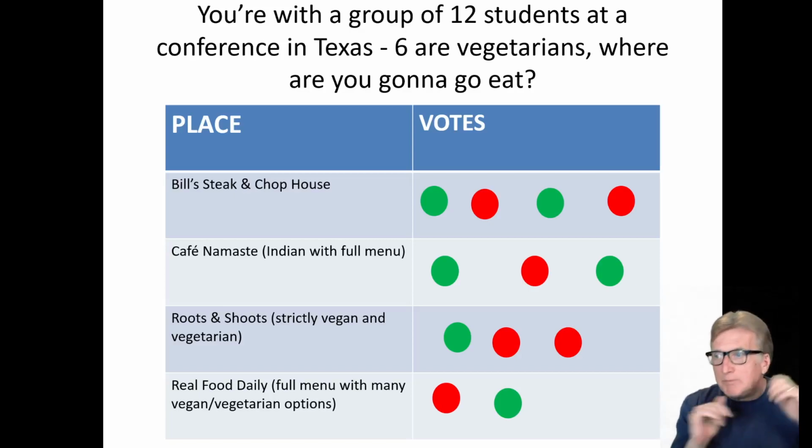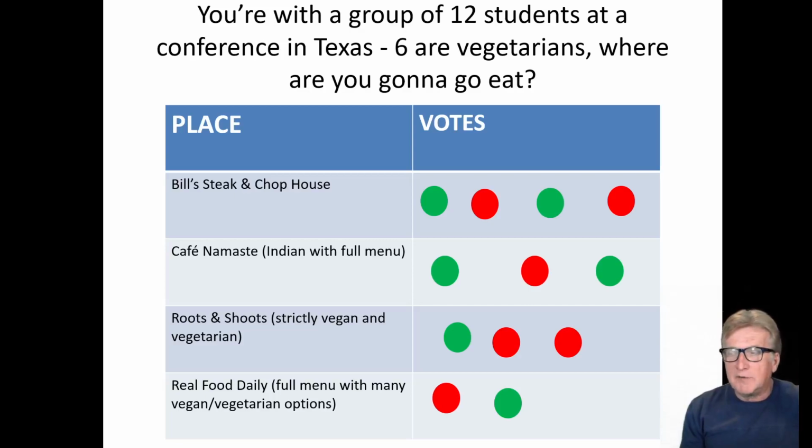And you just say, okay, we're going to vote. Hands up in the air. Everybody gets one vote. Where are we going to go eat? Well, you can see what happens if, by narrow victory, Bill's Steak and Chop House wins out in this cluster of 4 different restaurants.